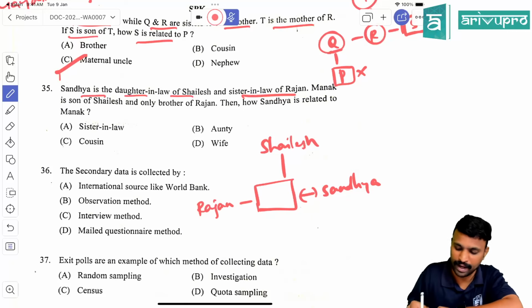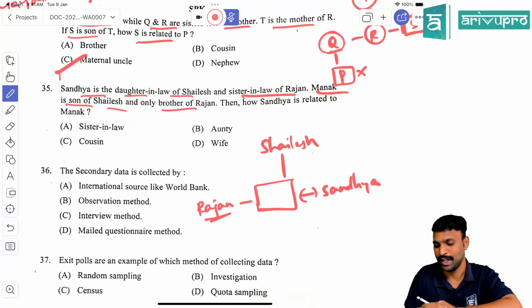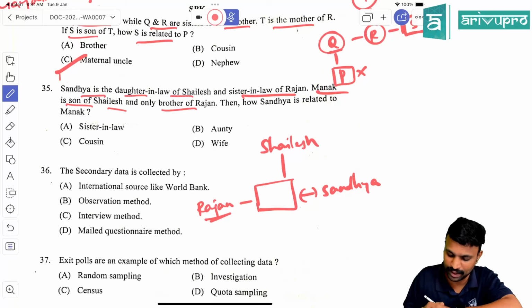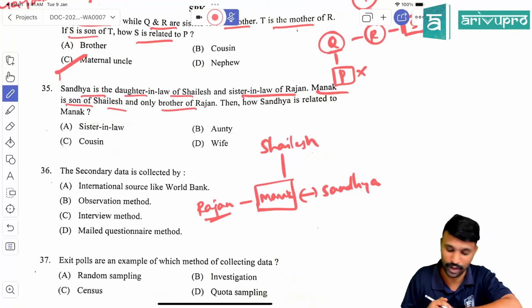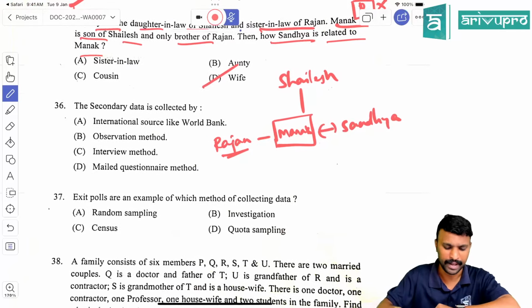Clear, huh? And then Manak is the son of Shailesh and the only brother of Rajan. So clearly Rajan is the son to Shailesh. So only brother to Rajan is Manak only. That means Manak only has to be a husband to Sandhya. Now question is, how is Sandhya related to Manak? To Manak, Sandhya is wife. Option D is the right answer. Guys, moving on to the next question.